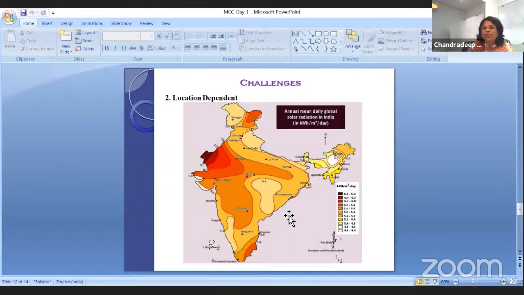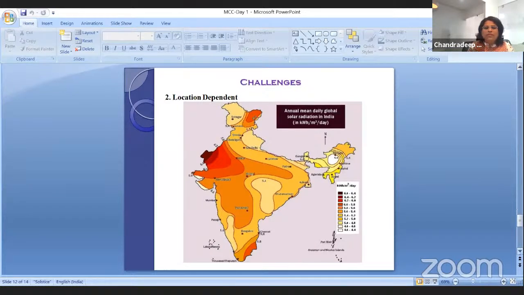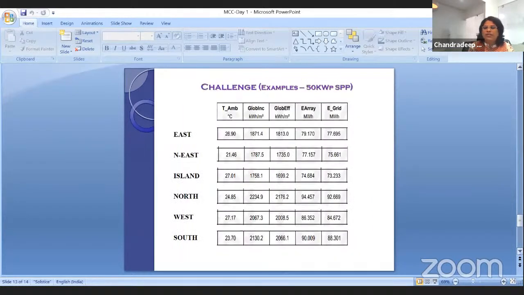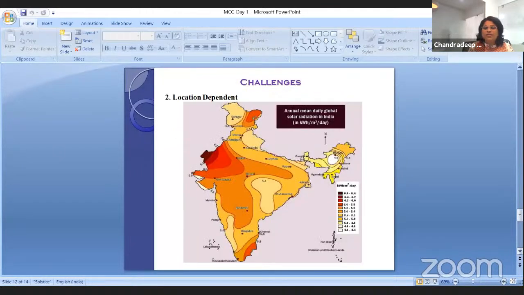You don't find many solar power plants in the eastern and northeastern parts, because after seeing this map, no investor comes forward, as the return on investment takes 10 to 15 years. So this data is required when you deal with any solar application. This data is a challenge because, as you can see, it is not the same. Whole India doesn't have the same radiation. It is varying, so this is a big challenge.